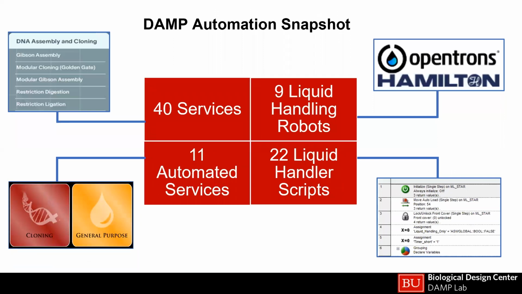Here's a quick snapshot of automation in the DAMP lab. We've mentioned before, we have 40 plus services, or that number changes with how you define a service, and doesn't really matter too much, but 9 liquid handling robots, 11 automated services, and roughly 22 liquid handler scripts.